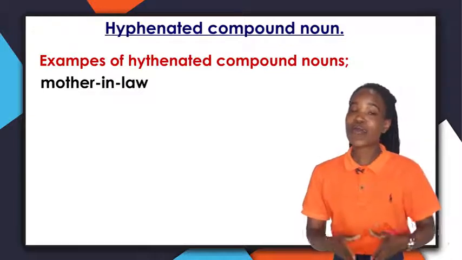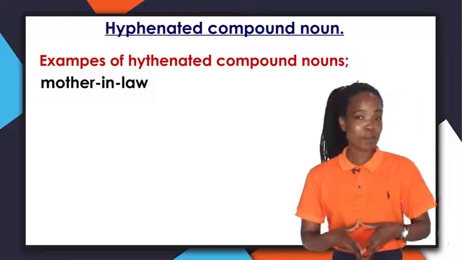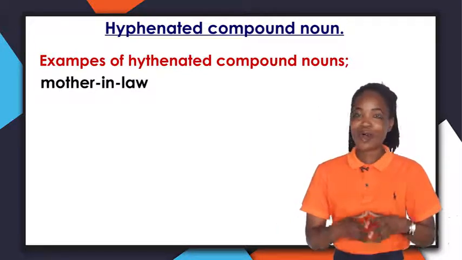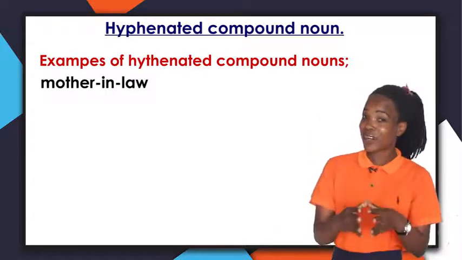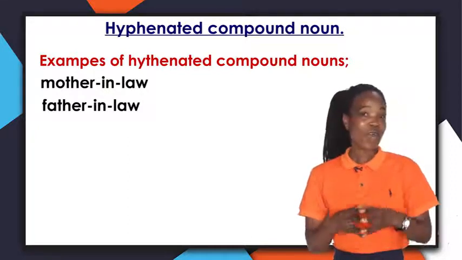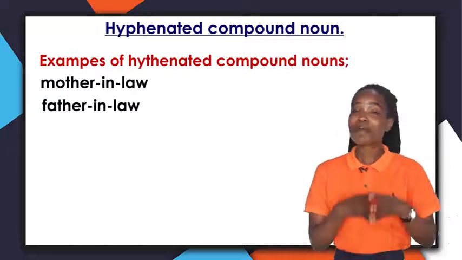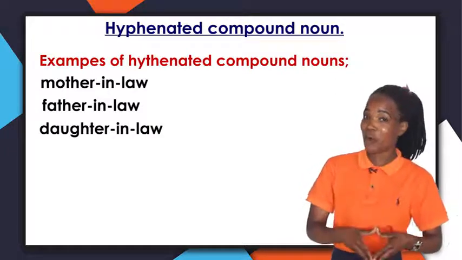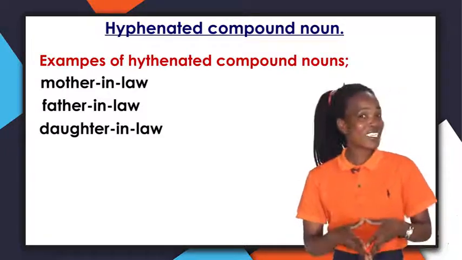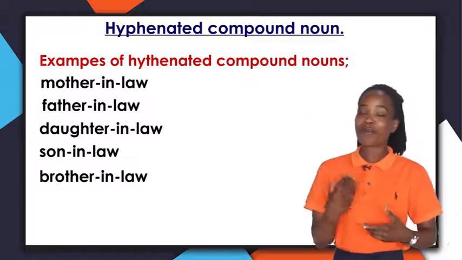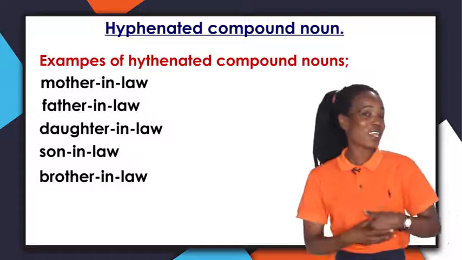mother-in-law. Take a note of where the hyphens have been put. The first compound noun is mother-in-law. After that, we have father-in-law. From there, we have another hyphenated compound noun as daughter-in-law. There is also son-in-law. We also have brother-in-law. From there, we also have sister-in-law.